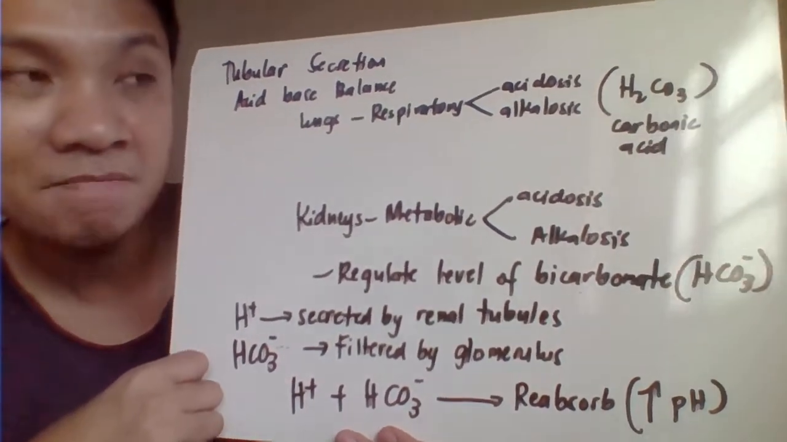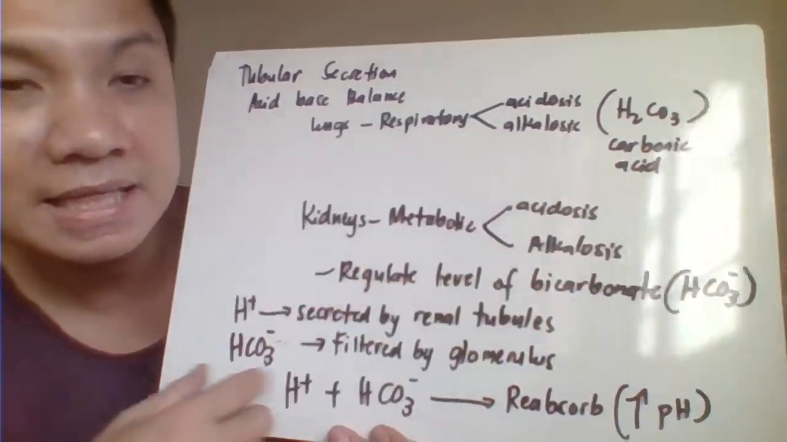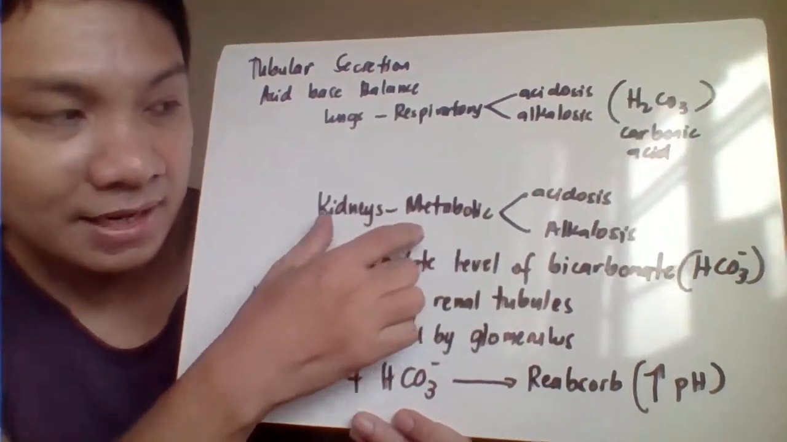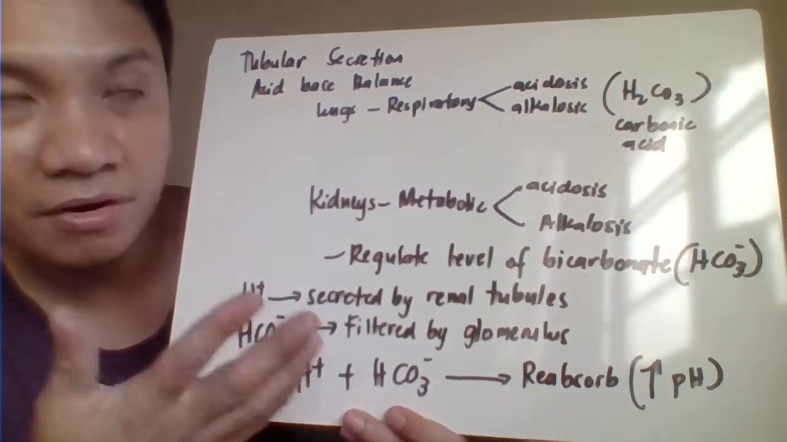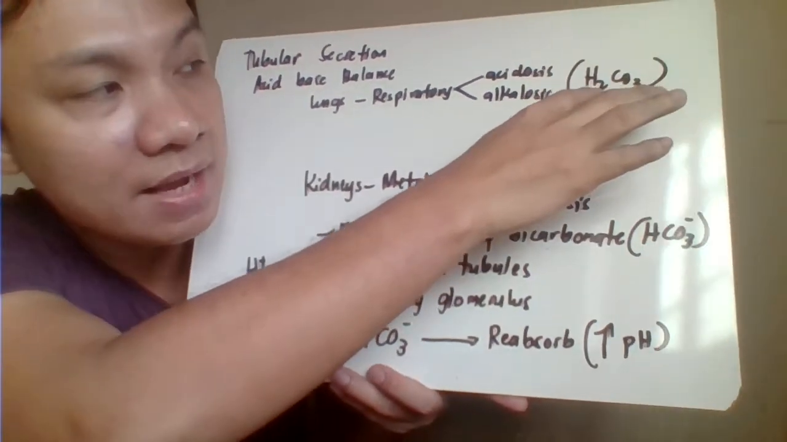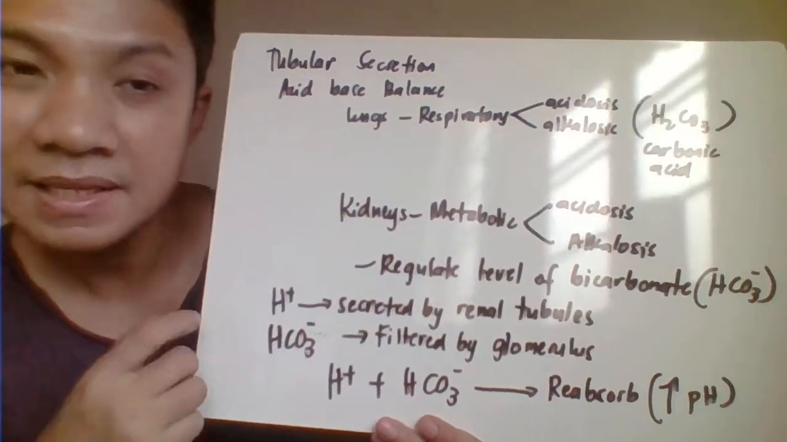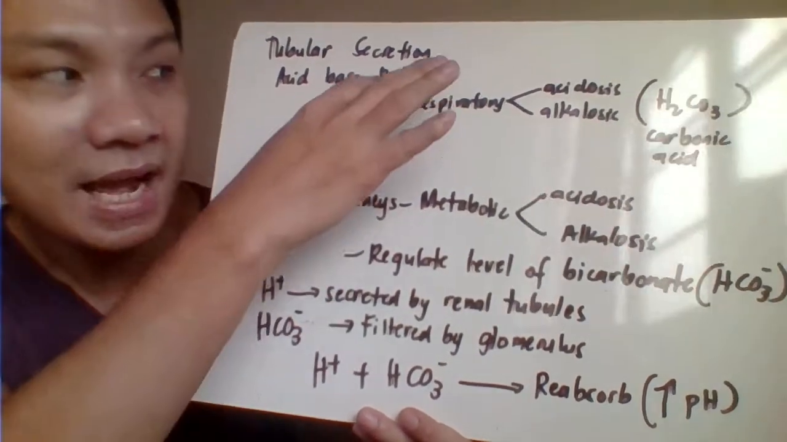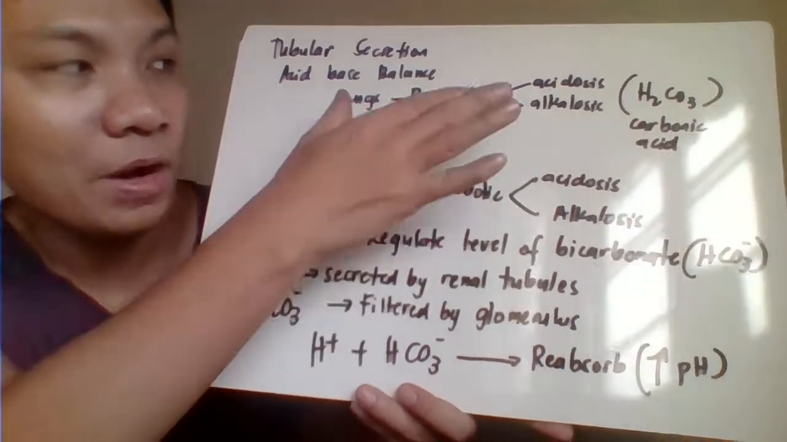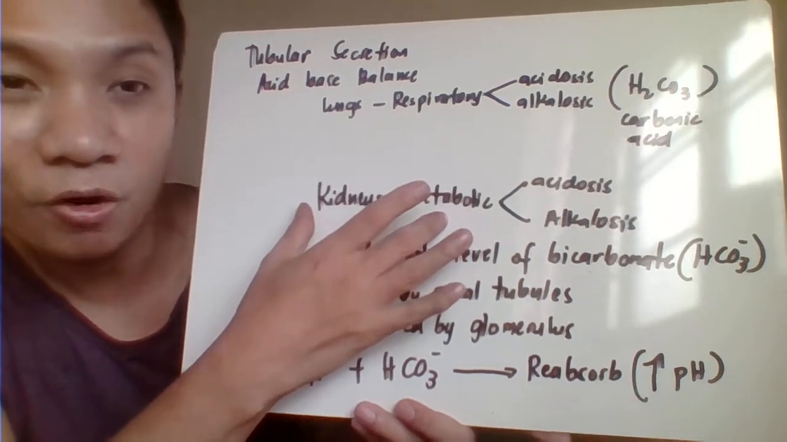So, meron kang problem. Your lungs try to regulate your acid-base balance by regulating the level of your carbonic acid. Your kidney, on the other hand, tries to regulate the acid-base balance by regulating the bicarbonate level. This is your carbonic acid, this is your bicarbonate. Pag sinabi nating acid-base balance, they try to compensate with one another in an opposite way. What do I mean by that? Kung ang problem mo ay sa lungs, ang kidney natin ang magko-correct.